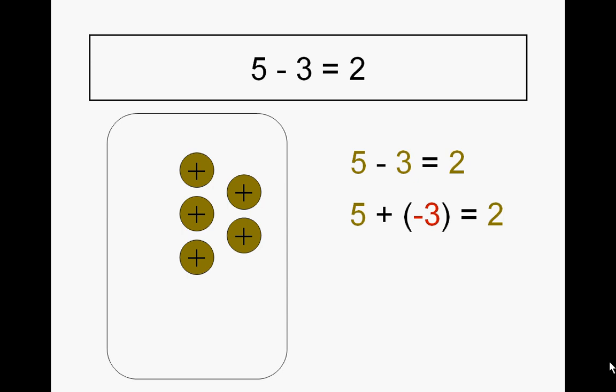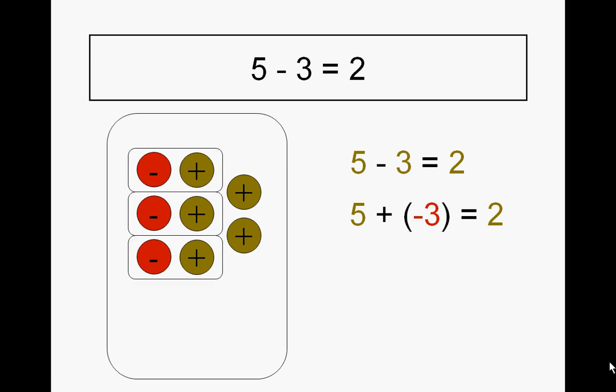So now we start off with our 5 positive counters, and we're going to add 3 negative counters to it. Here we go again, just like with addition, we have those 0 pairs occurring. And how many 0 pairs do we have? We have 3 of them. As that happens, those will disappear, and what we're left with is 2 positive.